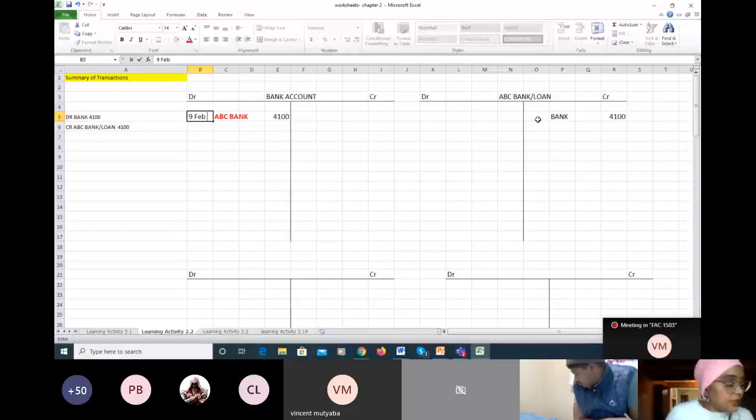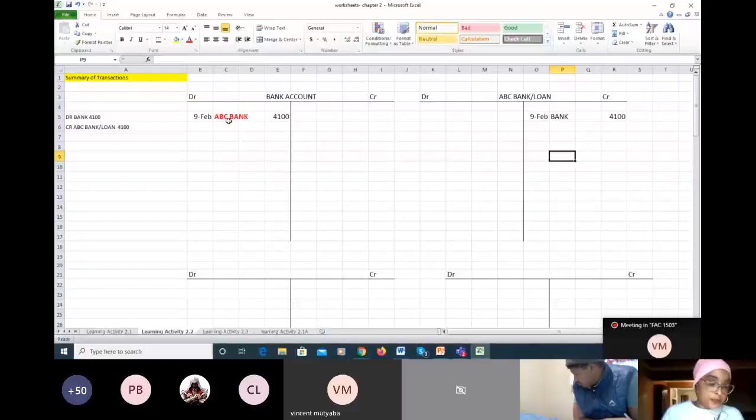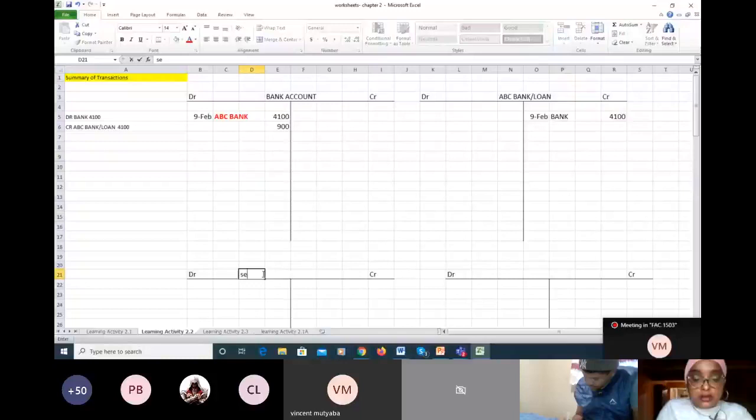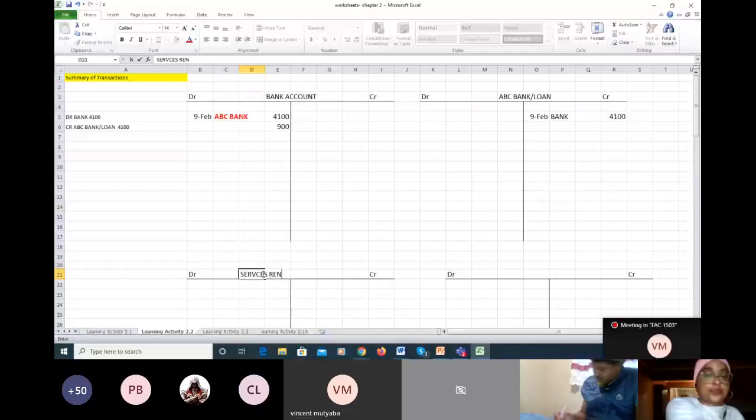Received 900 Rand cash for services rendered. Obviously, if I received money, I'm going to increase my bank account with 900 Rand, right? And services rendered, I'm going to open a services rendered account, 900.